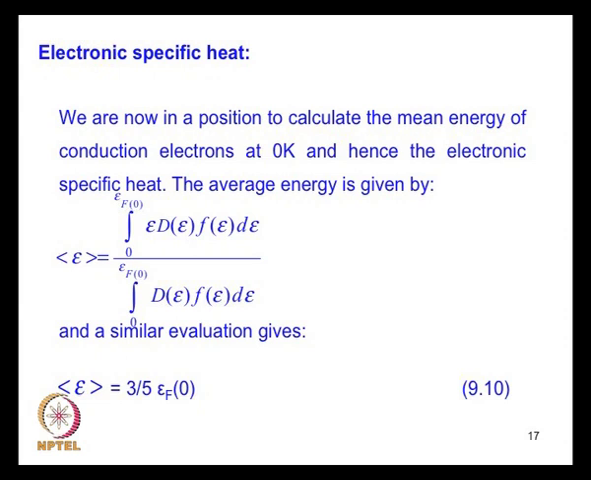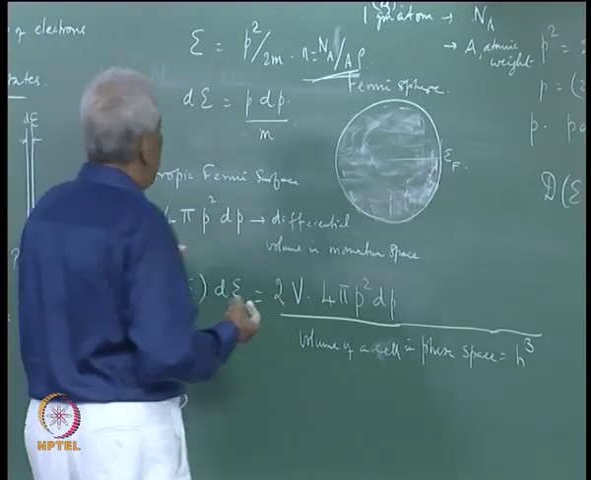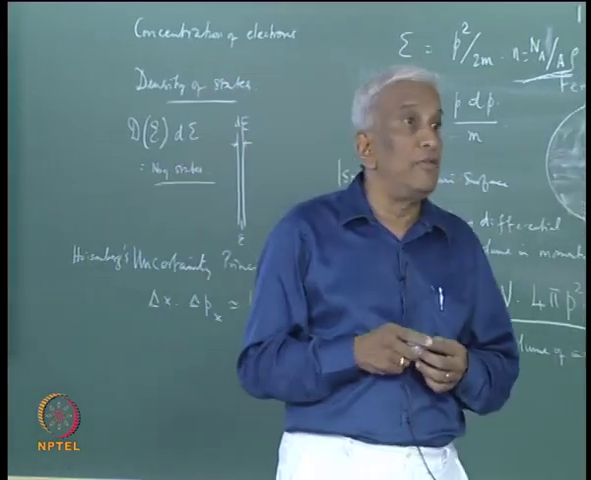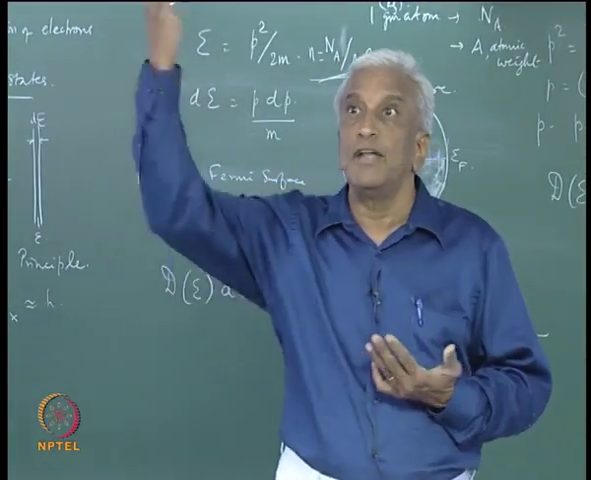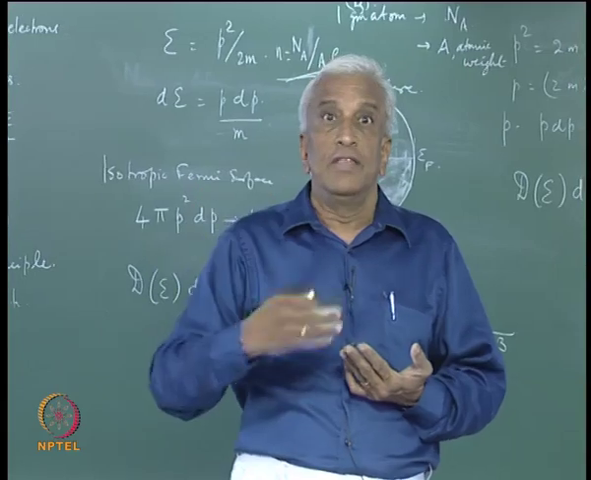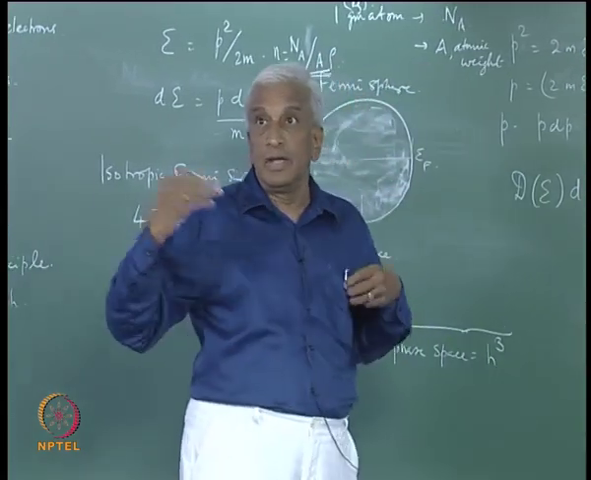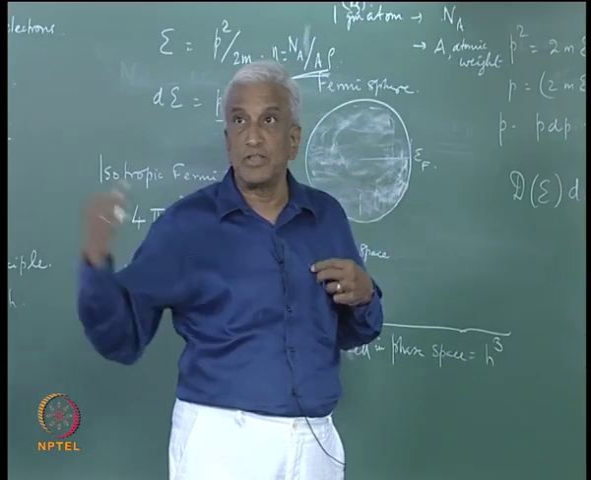So, this is a very important idea, because if you convert it by using Boltzmann constant into equivalent temperature, this would be of the order of 10 to the power 4 Kelvin. So, a very high temperature. The Fermi energy corresponds to a very high temperature in temperature units.